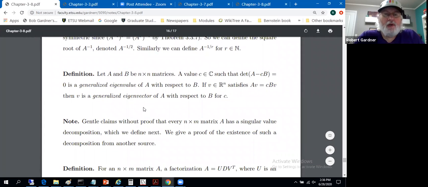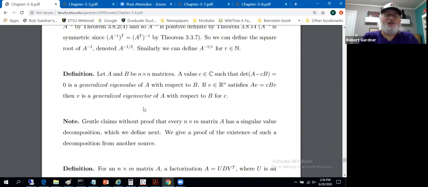Okay, here's a little comment in passing about a generalized eigenvalue and generalized eigenvector. I don't think we'll use this. I don't think we'll use it at all. But it's in the book. Let's get it out on the table.